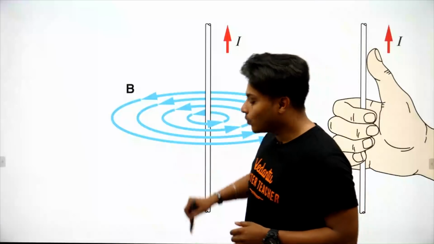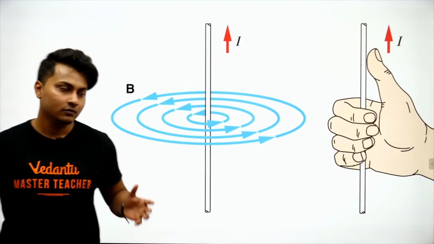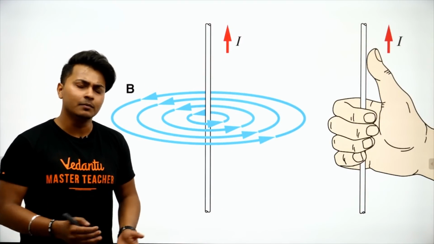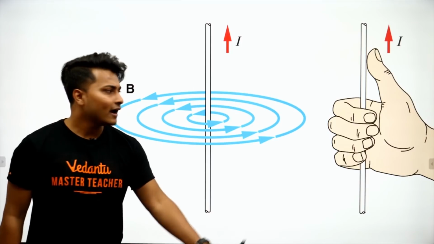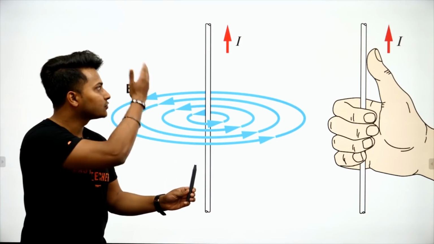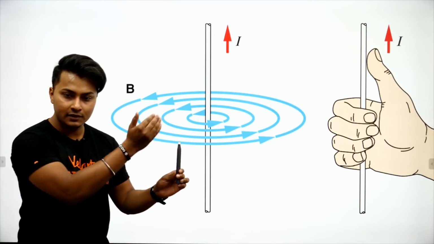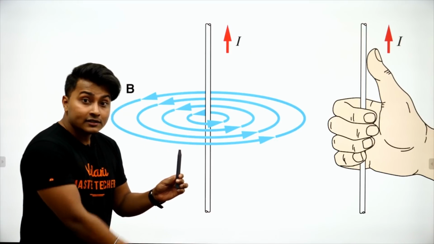Moving forward, what does the right hand thumb rule state? I'll define it in a simple manner. If you have a straight conductor, imagine this pen is the conductor. Current is going upward.